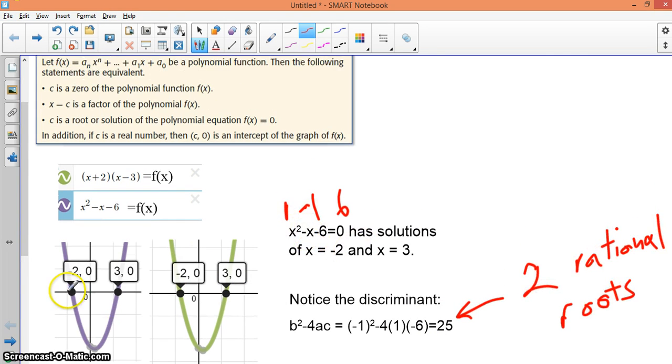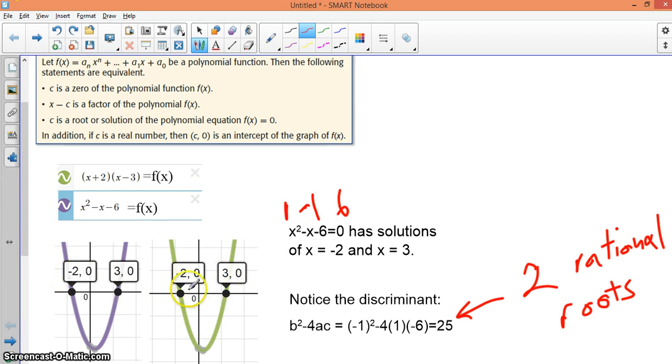So the roots are negative 2 and 3, because those are the numbers that you can plug in to solve the equation. The zeros are the same thing, negative 2 and 3, and they correspond to the x-intercepts that you see here, and they correspond to factors of x plus 2 and x minus 3. Notice the only oddballs are the factors. All the other numbers are consistent. So the roots are negative 2 and 3. The zeros are negative 2 and 3. The solutions are negative 2 and 3.